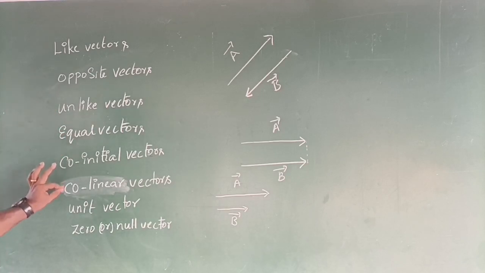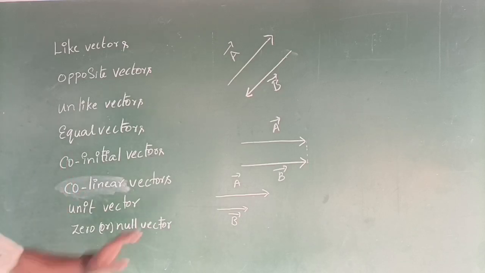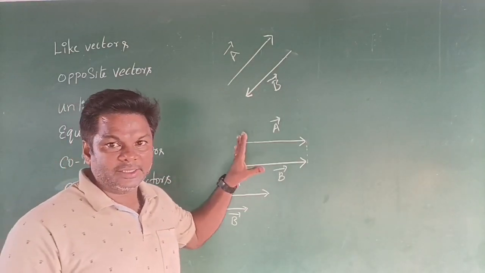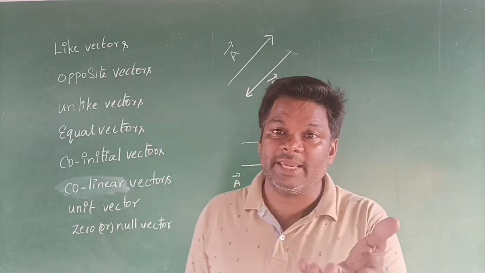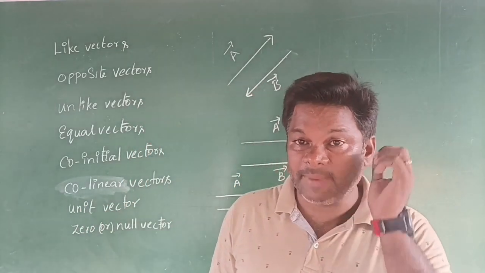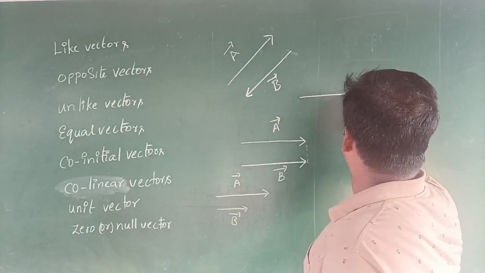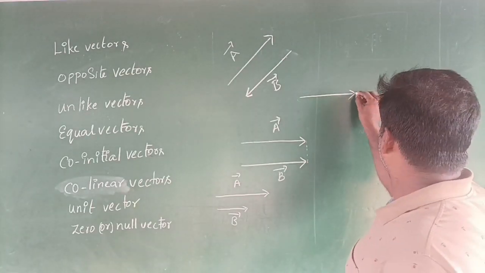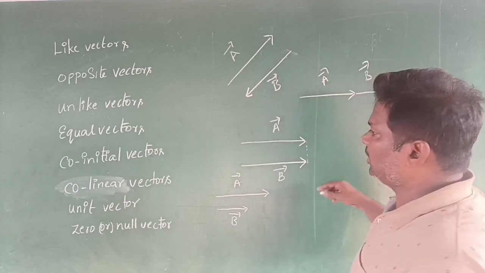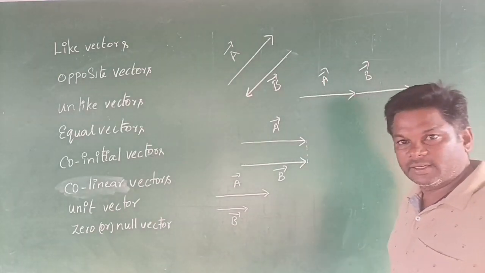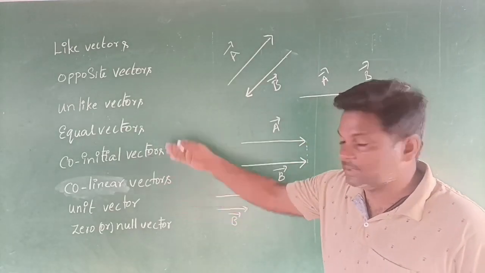Look, next, come on to these two. Co-initial vector, co-linear vector. Observe these two. Are they co-linear? How can I say? If they are acting along the same axis and drawn like this, 1 and 2, this is A bar and this is B bar, we can say these two are collinear vectors. Here one more is missing.